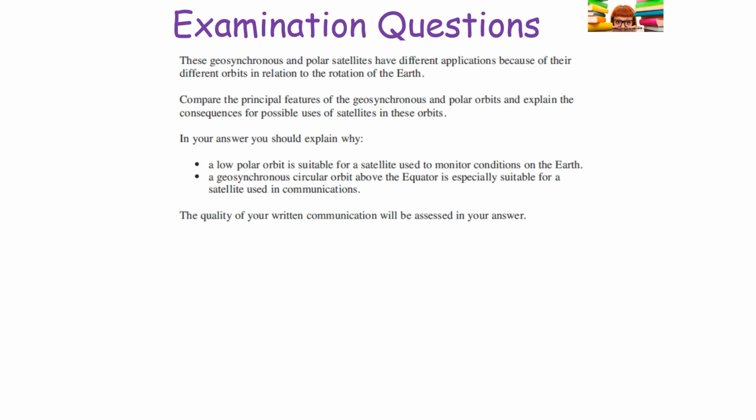So it's very important that you read these types of questions and make sure you answer every bullet point in the question. So the first thing you would want to do is talk about all of the facts about low polar orbits in one paragraph, and then in the second paragraph talk about all the facts about geosynchronous orbits above the equator and compare and contrast the two. So it's really important you learn your key facts and your key ideas about both types of orbits.